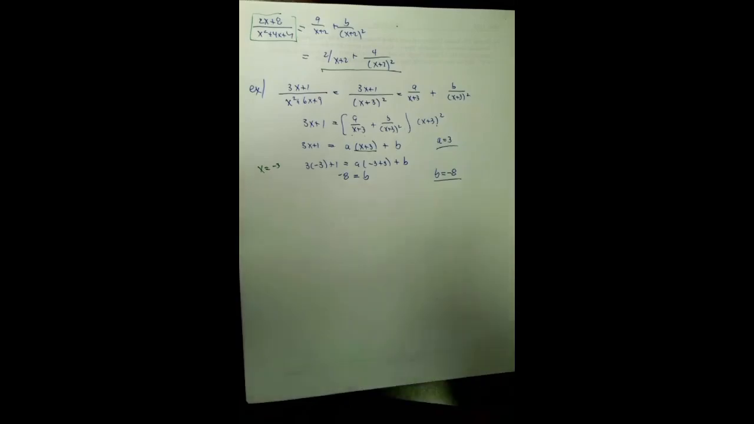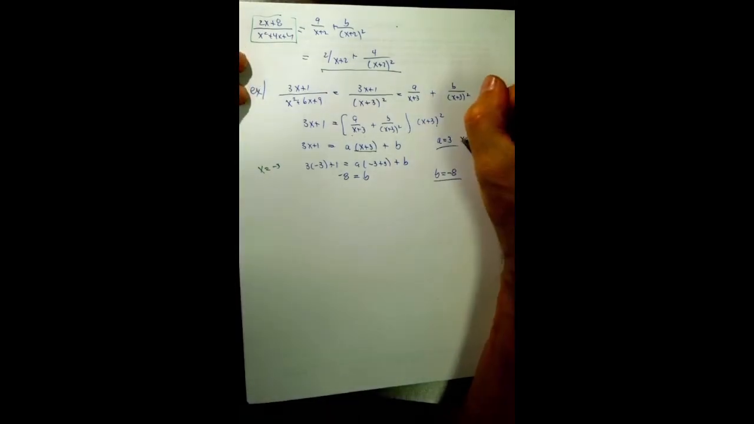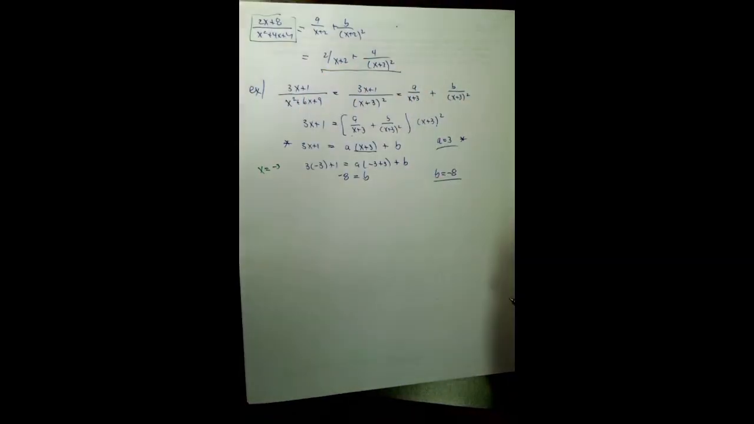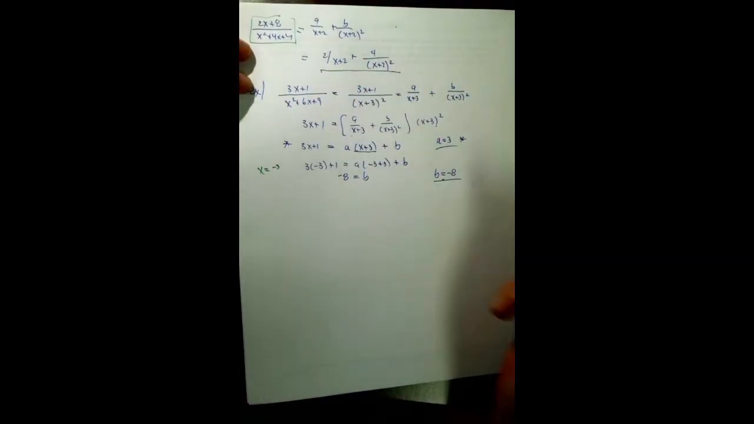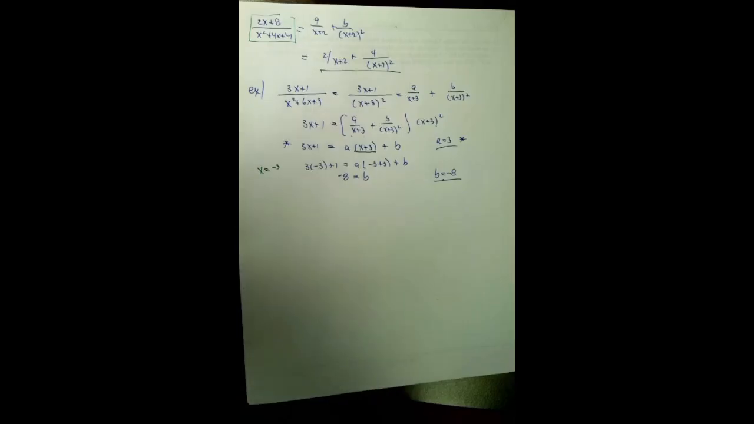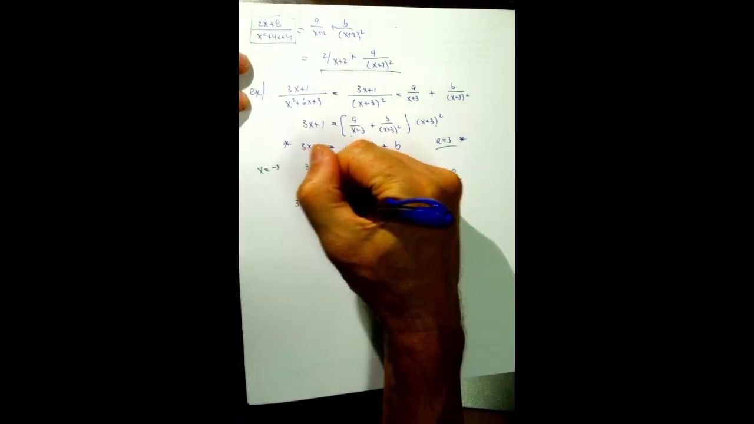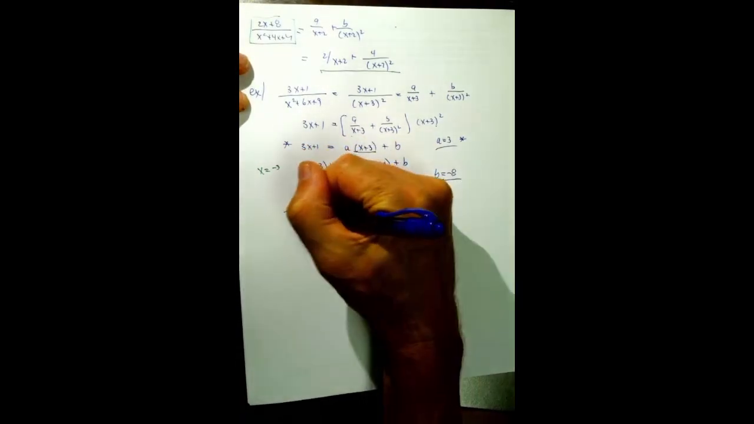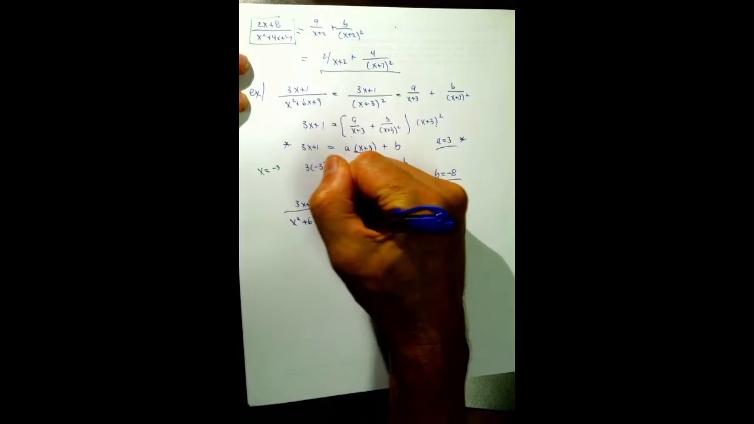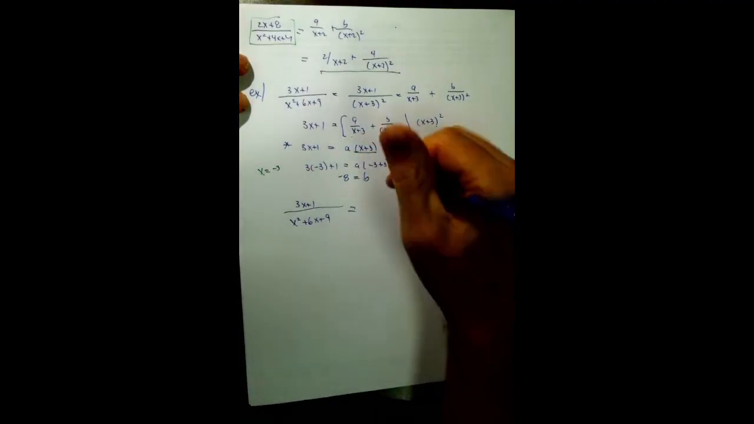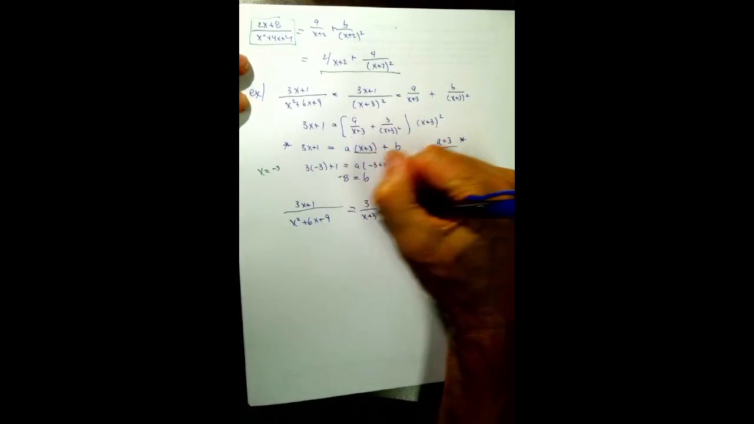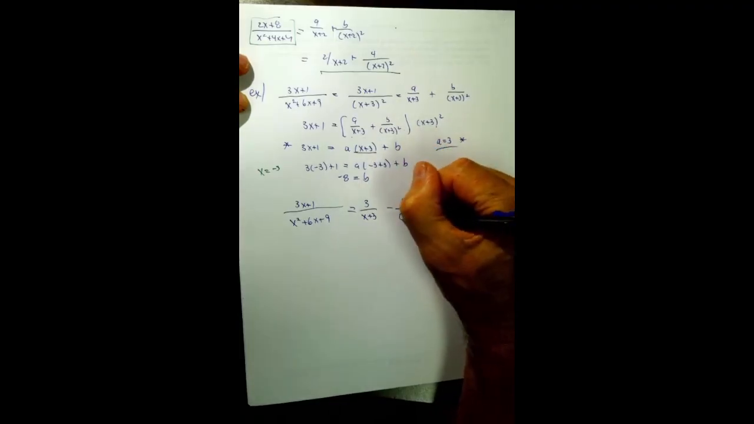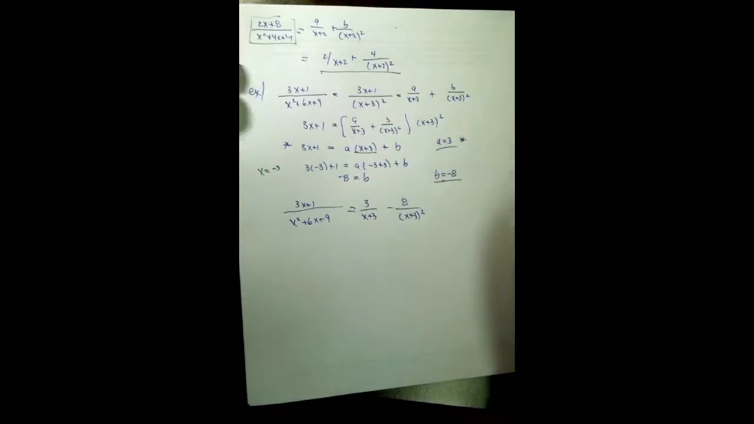So now I get a equals 3 and b equals minus 8. If you don't like where this comes from, you could just say let x equal 0 and then solve, knowing what b is now. You should get the same thing. Regardless, either way, you started with this, and you should be able to write this as 3 over x plus 3 minus 8 over x plus 3 squared.